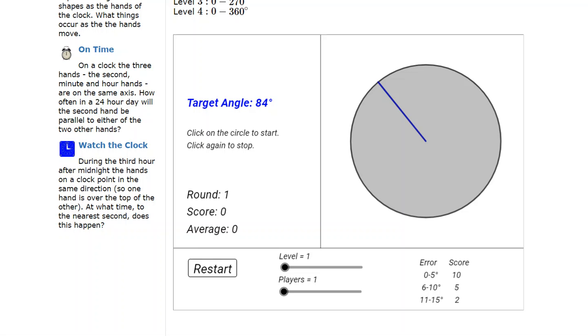We're going to play 10 rounds on level 1 to start with. And the game says, first of all, that our target angle is 84 degrees. Click on the circle to start and click to stop. When we click on the circle, a second radius line is going to start rotating around in this circle. And my challenge is to click on stop when I think it's got to an 84 degree angle with the blue line that's marked. So let's have a look at that.